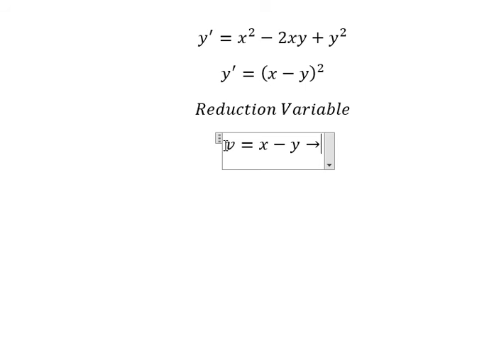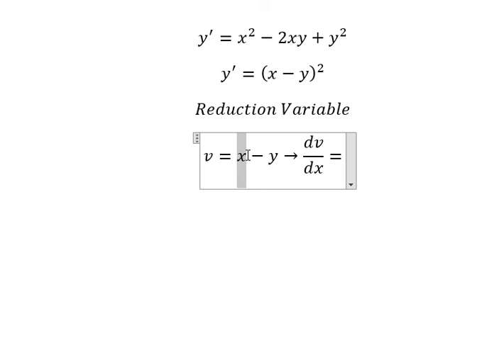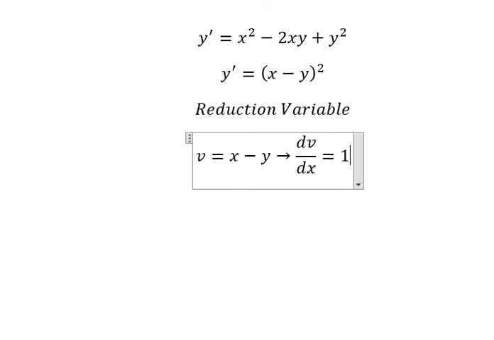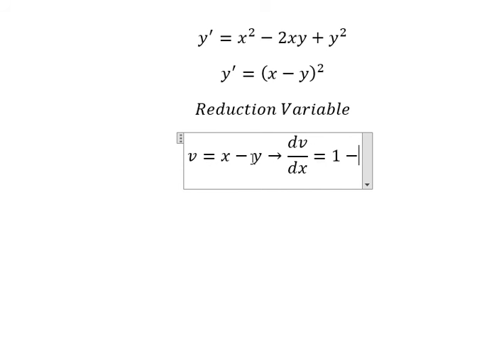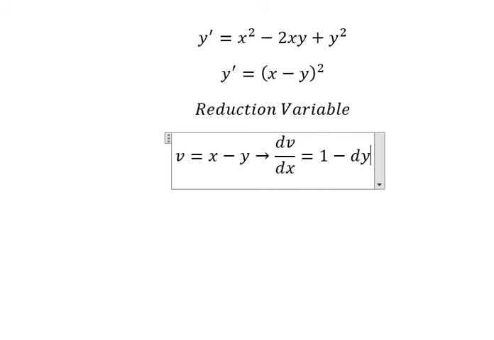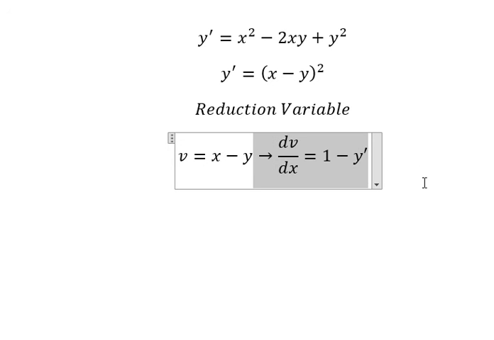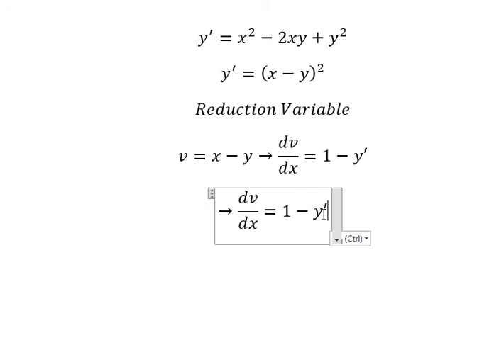Now if I take the first derivative of both sides, you get dv over dx. The first derivative of x gives you 1. The first derivative of y gives you dy over dx, or we can write the first derivative of y. Now we move this one to the right, this one to the left, and dv over dx goes to the right.